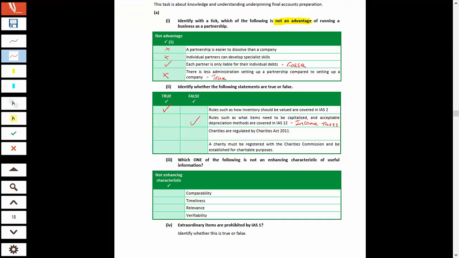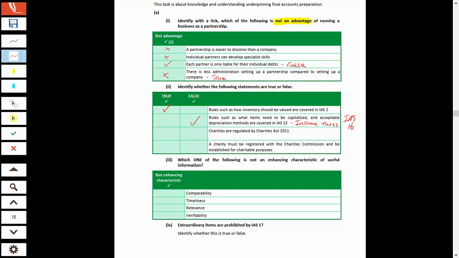IAS 16 looks at the items that should be capitalized and acceptable depreciation methods. So again, little ones like that can very easily lull you into a false sense of security because it's basically giving you everything you need to know, but the standard's wrong.